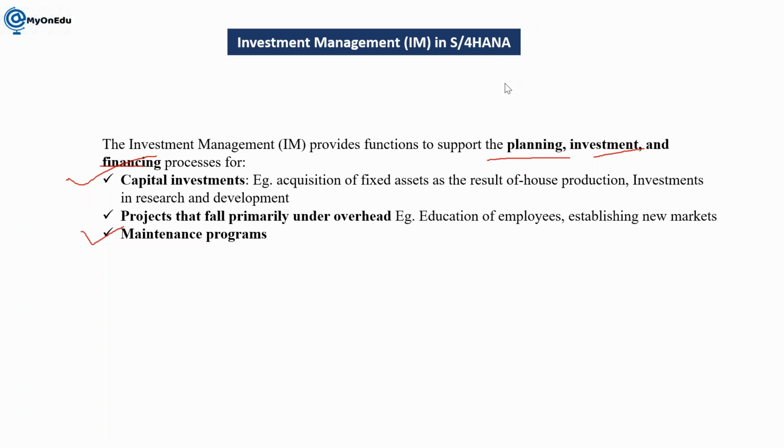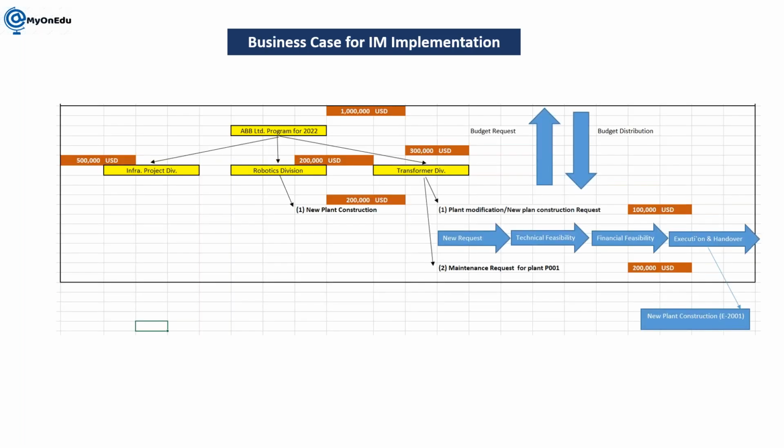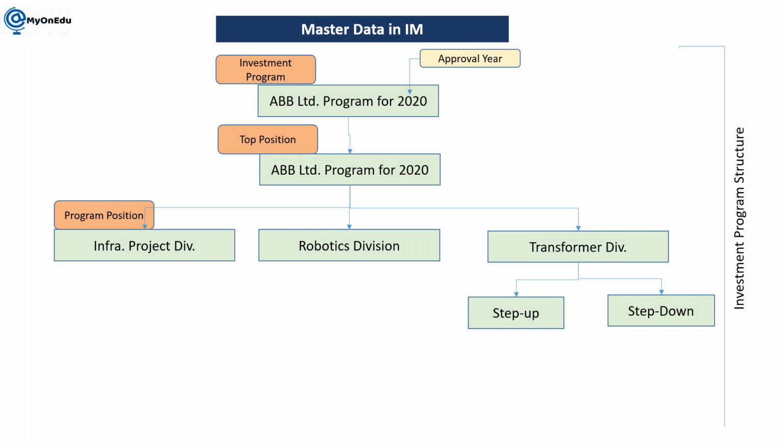So when we are going to manage any investment project, or if you want to control a budget at your organization level or department level, the first thing we need to understand is the investment program structure. The investment program structure is master data which has the investment program definition and program positions. In this example, which is just a typical example I have taken, ABB Limited is planning to have a 10-year or 5-year investment program.